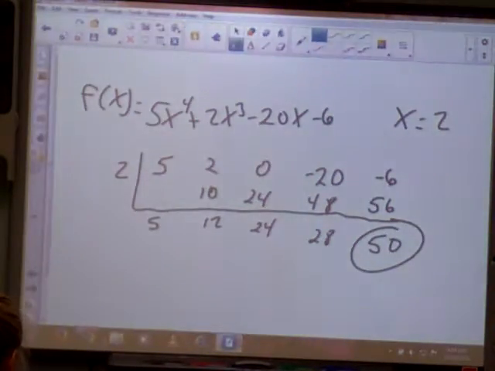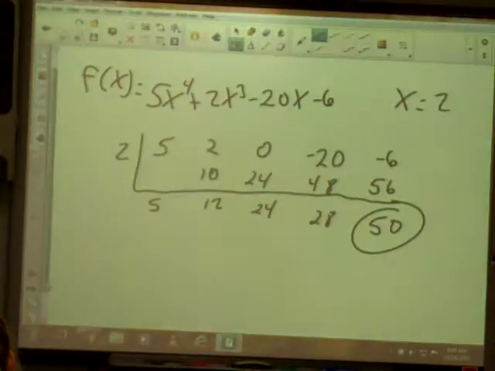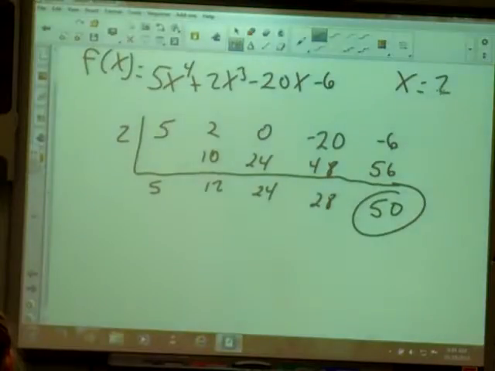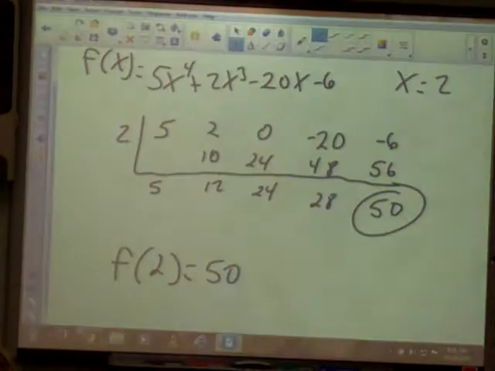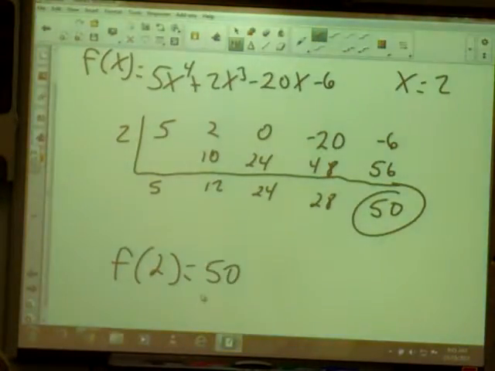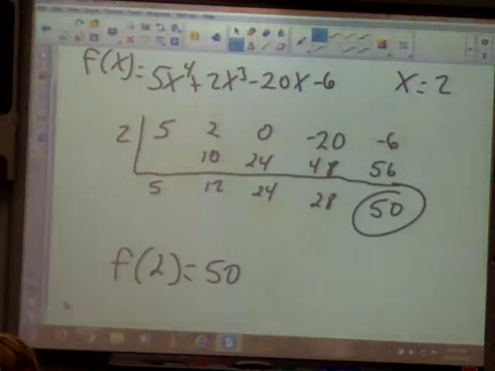Are you alright? Now you can write your answer in some fancy ways. Since we evaluated that when x was 2 and this was f of x, I could say f of 2 was equal to 50. If you see that, that's what that would mean. It doesn't make a difference if you write it that way or not, because if you see that somewhere, you'll know what it's talking about.